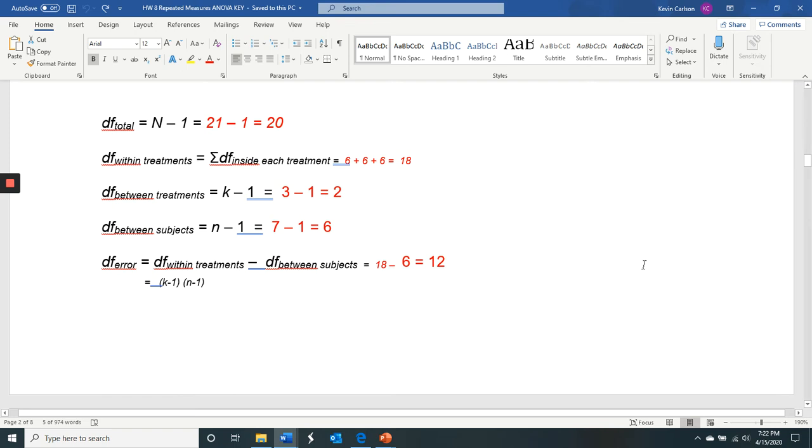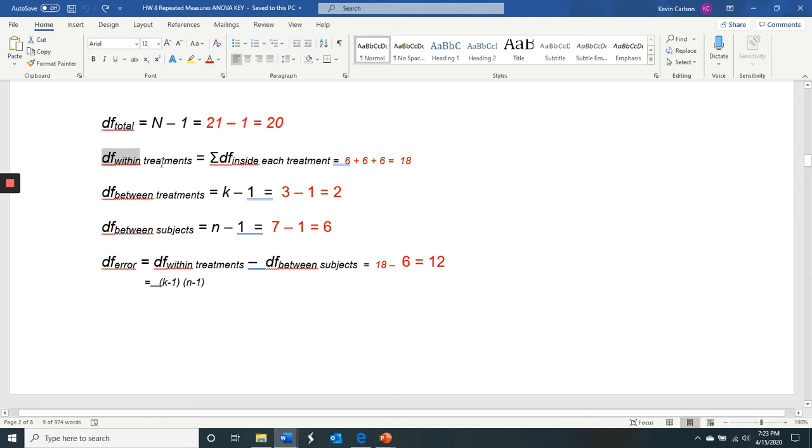Degrees of freedom total is just the same approach as what we've been doing all along, including the one-way ANOVA. Basically, how many numbers do we have in terms of measuring the DV? Well, we have 7 hospitals measured 3 times, 3 moon phases. So 7 times 3 is 21. So capital N is 21, minus 1 degrees of freedom. So then you have 20 for your total degrees of freedom.